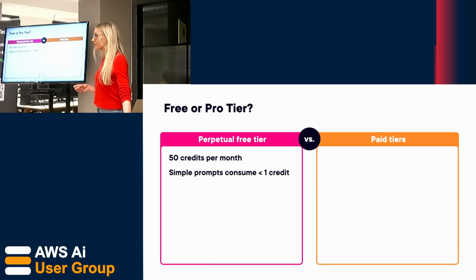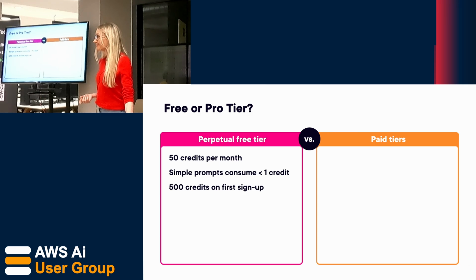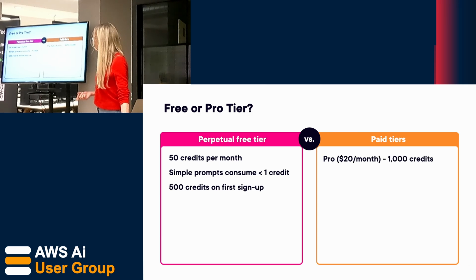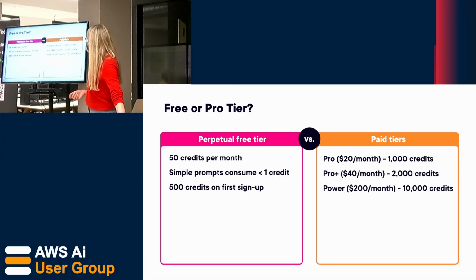A very simple prompt is going to consume less than 1 credit. But if you're doing very sophisticated prompts or using the more expensive models, it's going to start using more and more credits. But when you first sign up, you get 500 free credits to play around with. The paid tiers are not particularly expensive. If you need more than that, I think probably 1,000 credits is pretty generous for the kind of work that I do.